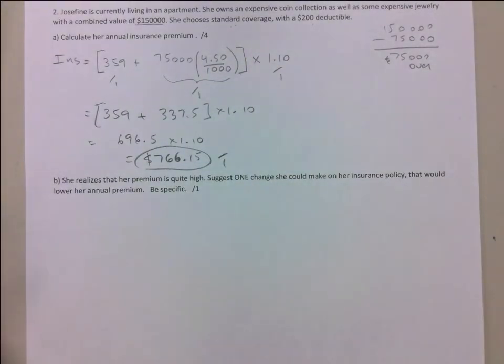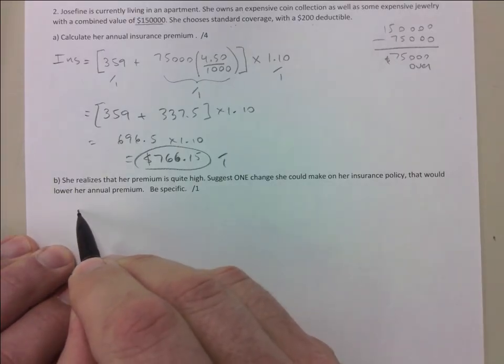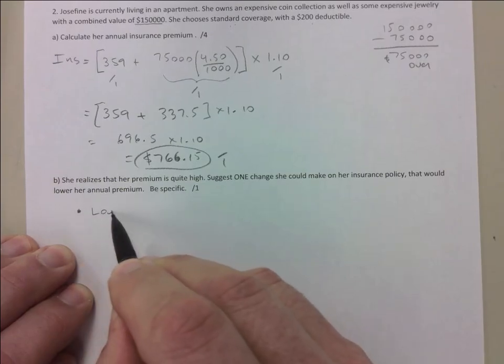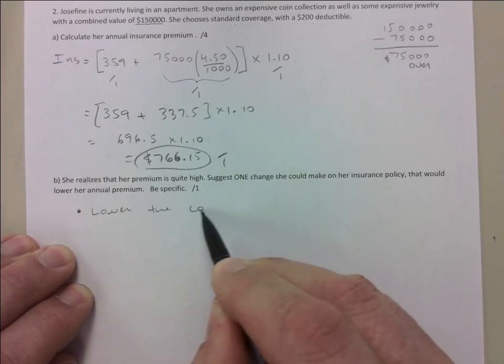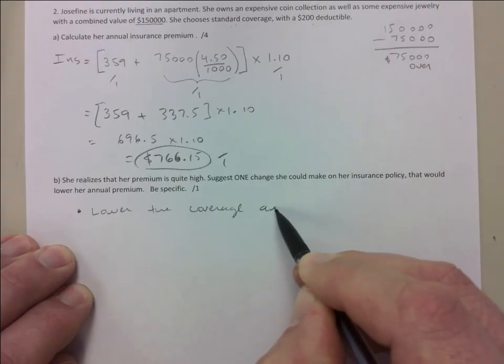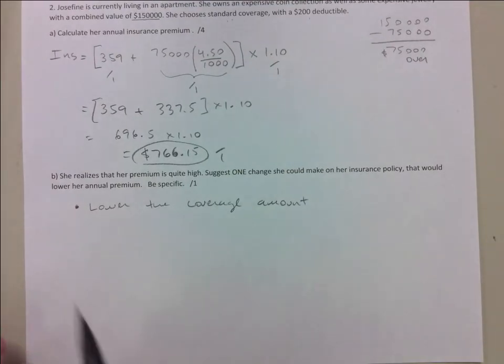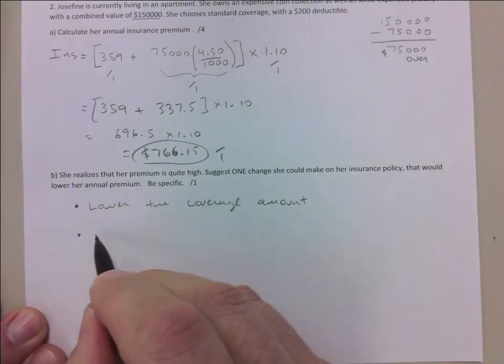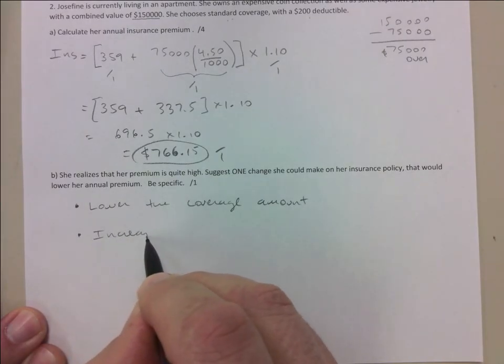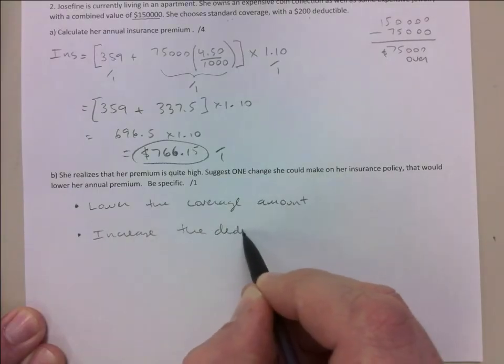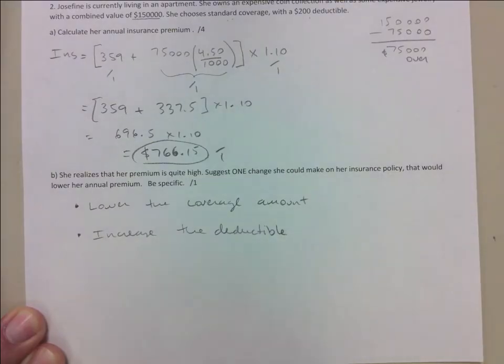She realizes that her premium is quite high, so what's one change she could make to lower her annual premium? You can lower the coverage amount. You can actually do that when it comes to your stuff. It's like, well, let's do less coverage there. You could increase the deductible. Okay, so our deductible is 200, maybe go to 500. I think that's about it right now.